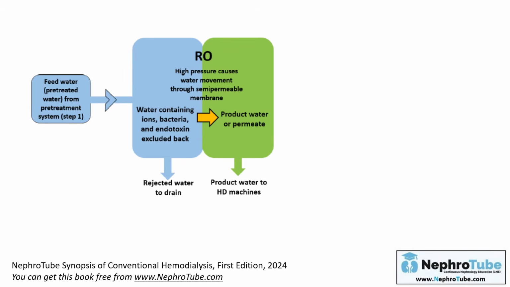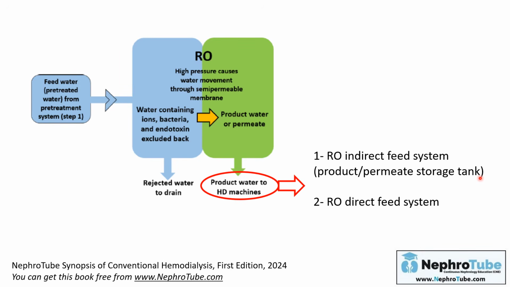So now we formed what is called the product water that came out from the RO. How will this product water be delivered to the hemodialysis machine? The product water can be delivered to the hemodialysis machine by one of two ways. The first is the indirect feed system, and the other is the direct feed system. The indirect feed system that I will start with is the pathway that contains the storage tank.